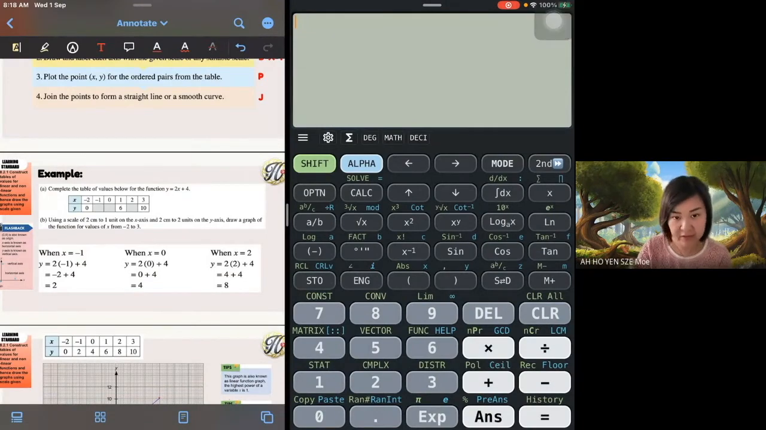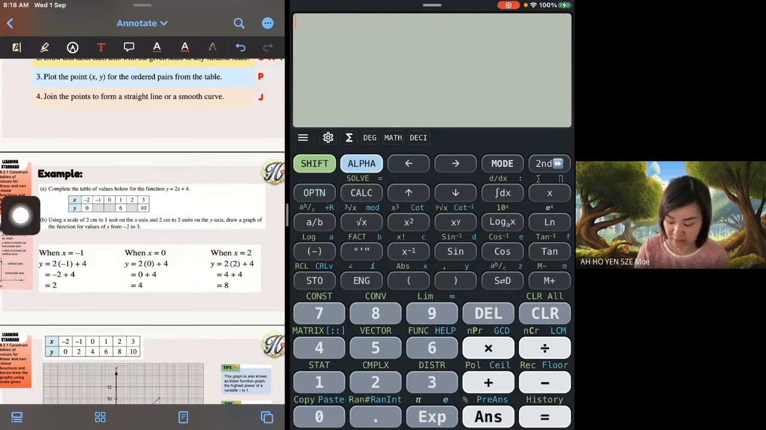The interface of my calculator is slightly different from yours, but listen when you press the button. So this is the function, let's say 2x plus 4. Now the missing value is the box in gray color. The first thing you need to do is key the function into your calculator. You just key in the function 2x plus 4.